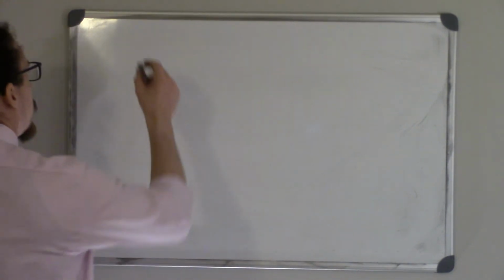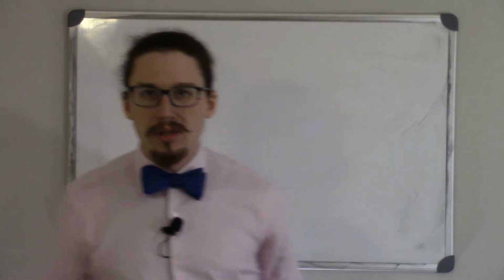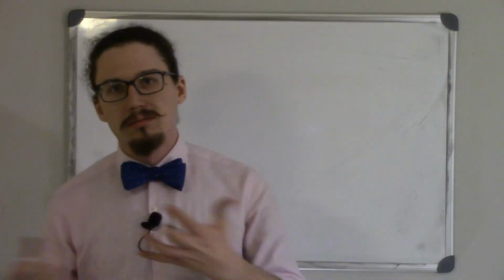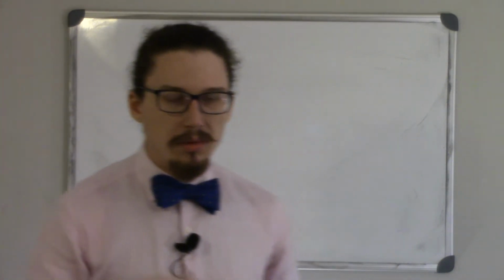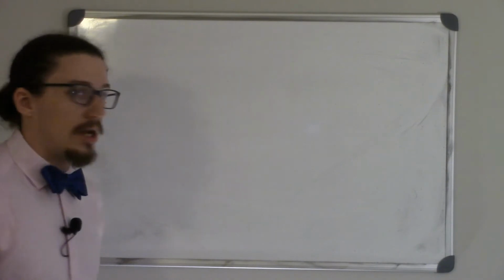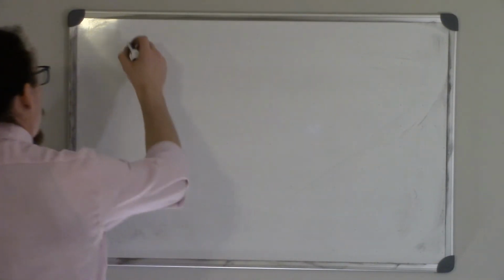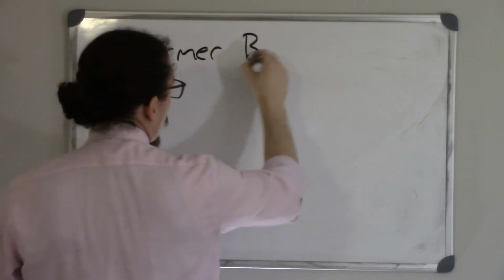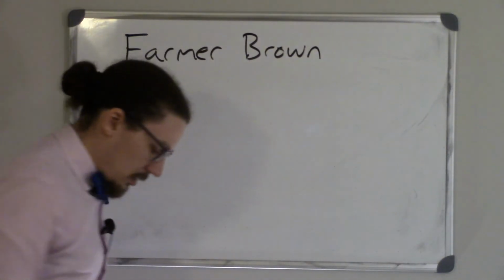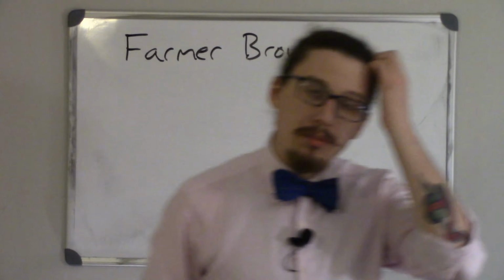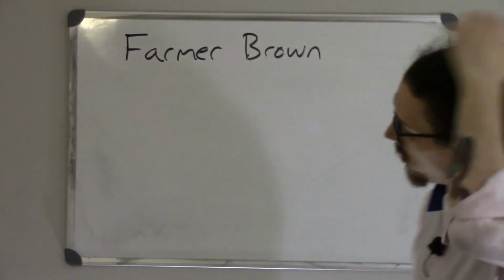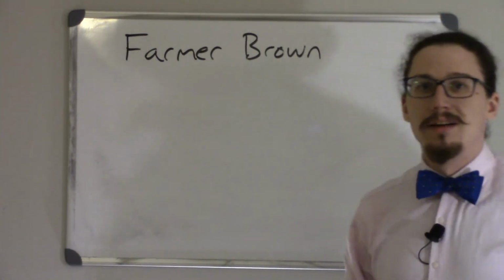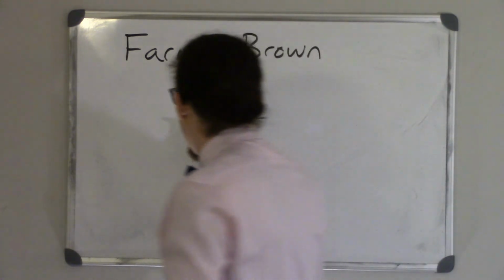All right, so here's my example, and this isn't a graphical example. The graph is going to look similar to all the other graphs we've done, but this is more to understand the concept behind this. All right, we're going to look at Farmer Brown. Farmer Brown has a plot of land.